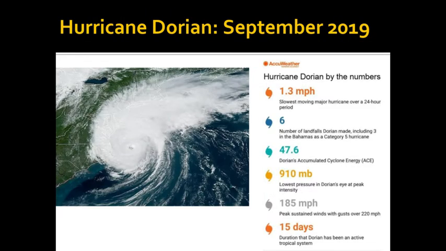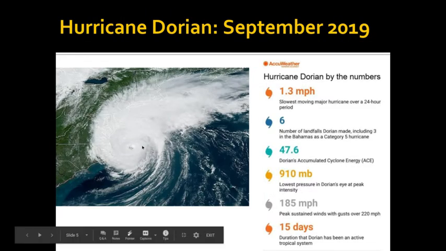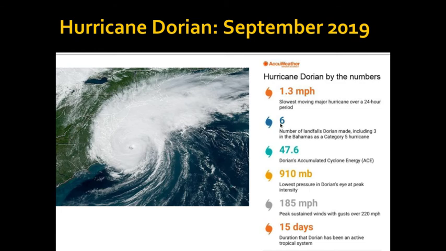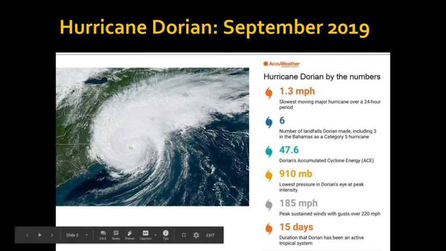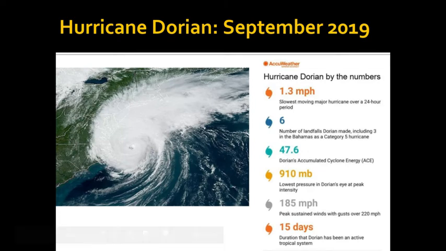So when we're talking about Hurricane Dorian, it was a very large Category 5 hurricane. It lasted for 15 days, and that's kind of unprecedented. We usually see hurricanes only last maybe about 7 to 8 days. This lasted almost a full, a little bit more than 2 weeks. It was incredibly slow moving. It made landfall 6 times and had winds well over 185 miles an hour. So this was a very, very strong hurricane. It really didn't affect us too much.